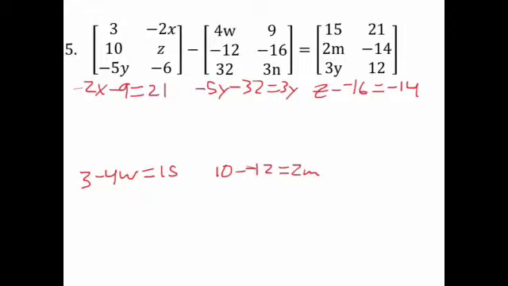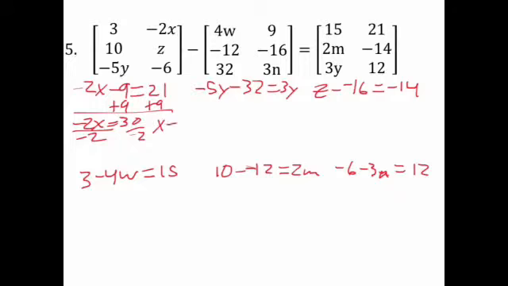And then finally my last equation, negative 6 minus 3n is going to equal 12. And then that one would be good to go. So negative 6 minus 3n equals 12. Alright, so looking like I have 6 variables and 6 equations. I just need to solve each of them separately. So I'm going to add 9 to both sides on this one to get negative 2x equals 30. Divide both sides by negative 2, and I'll get x equals negative 15. And that one's good to go.